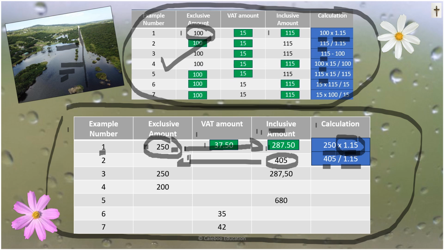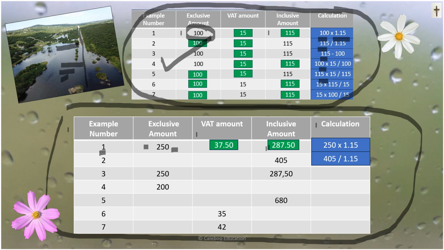And if I say 405 divided by 1.15, I'm going to get 352 Rand and 17 cents. And to get the VAT amount, I will say the inclusive amount, subtract the exclusive amount, and the VAT amount is 52.83.